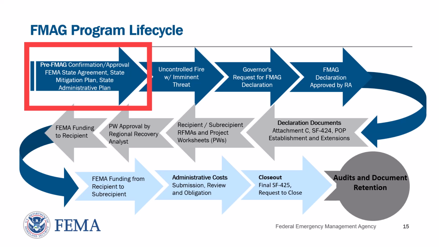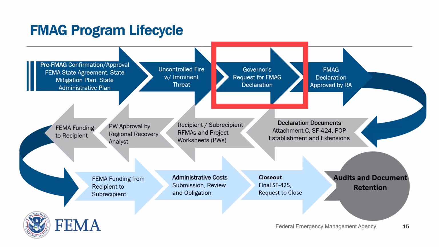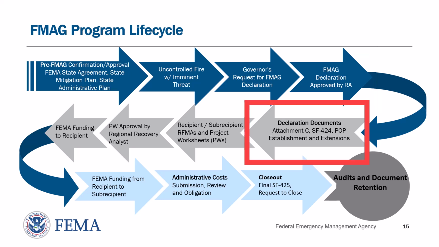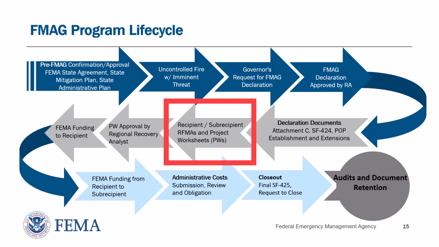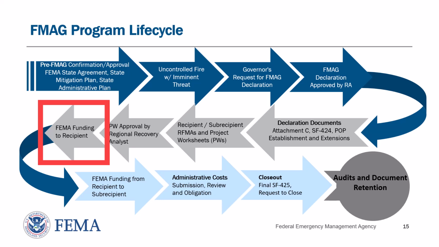If these documents are in place at the time of the event, an uncontrolled fire or the imminent threat of a fire, our governor will request an FMAG declaration. The FMAG declaration is approved by the regional administrator. For the documentation required for the process, the recipient fills out project worksheets, the project worksheets are approved by the regional recovery and analysis, and FEMA provides funding to the recipient.